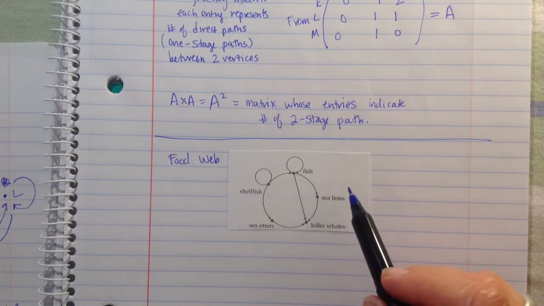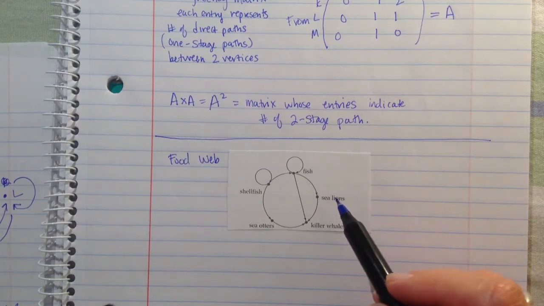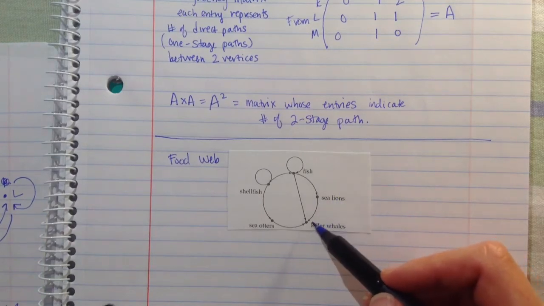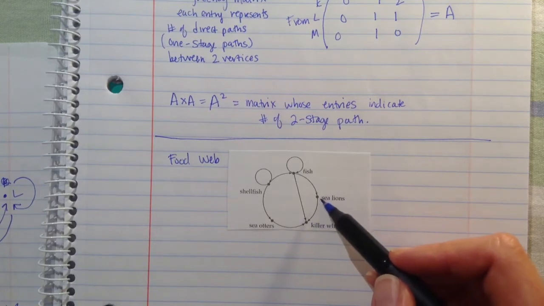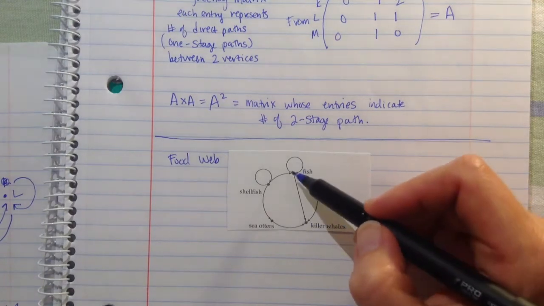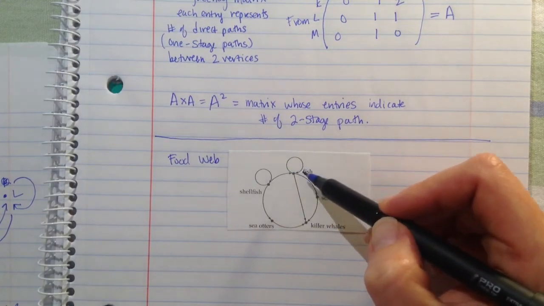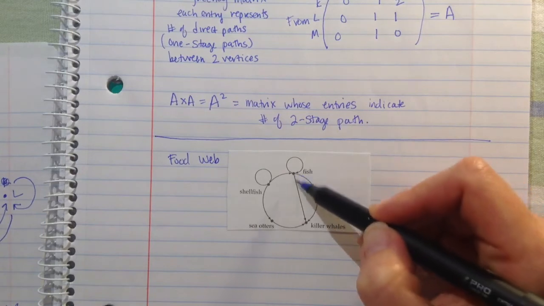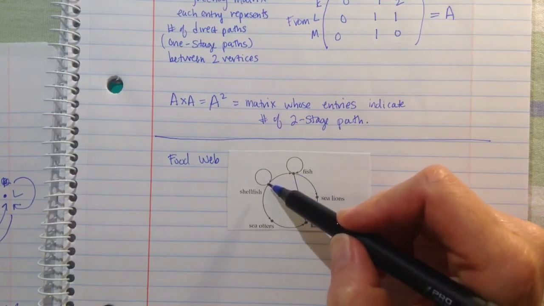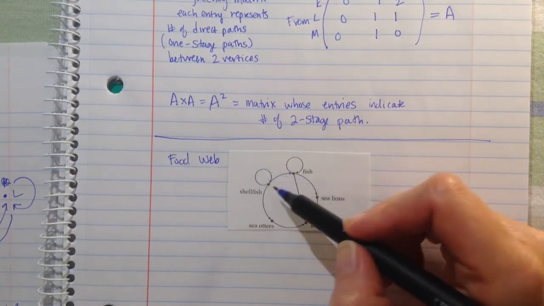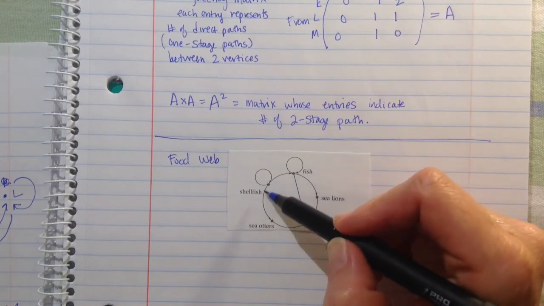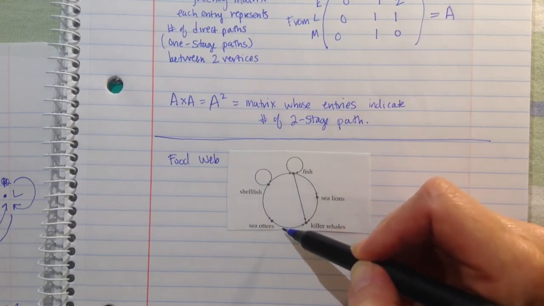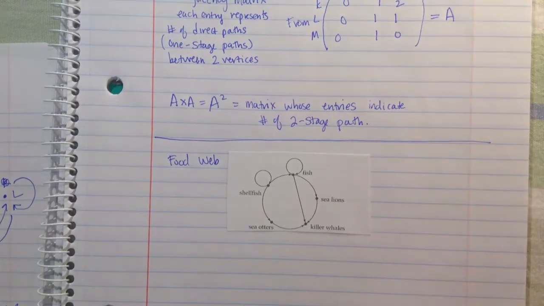So if you're pointing to something, I guess it's a predator-prey thing. So if you're pointing to something, then you're prey of that. So sea lions are prey of killer whales. Fish are prey of themselves. Fish are also prey of sea lions and killer whales. Shellfish are prey of themselves. Shellfish are prey of fish, and shellfish are prey of sea otters. Sea otters are prey of killer whales.